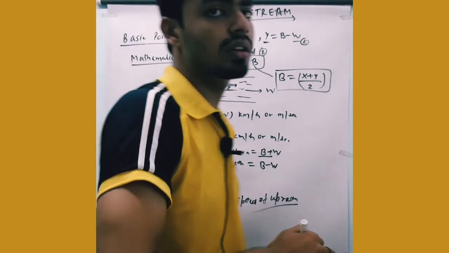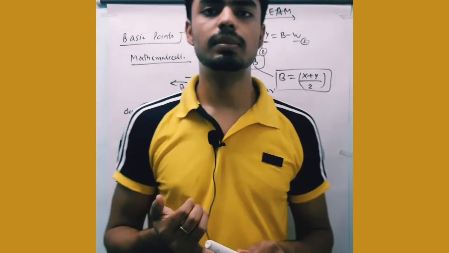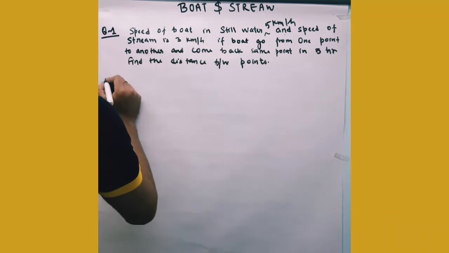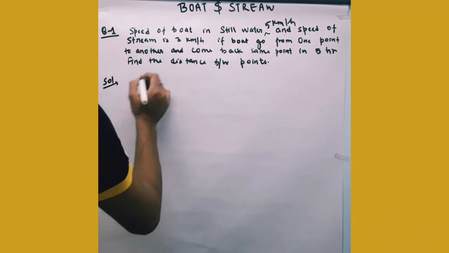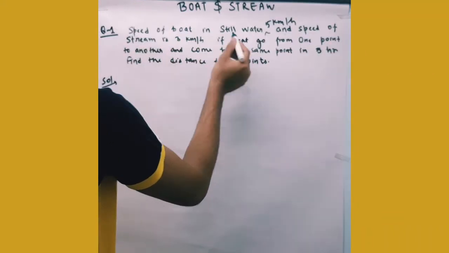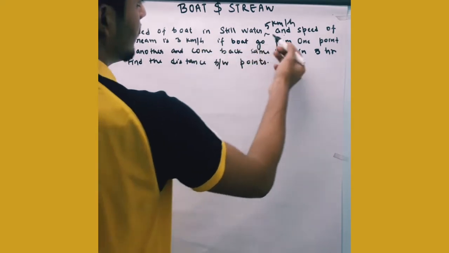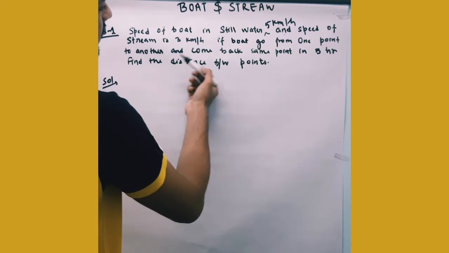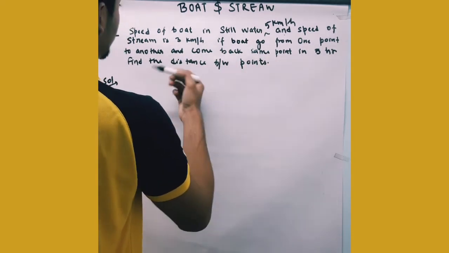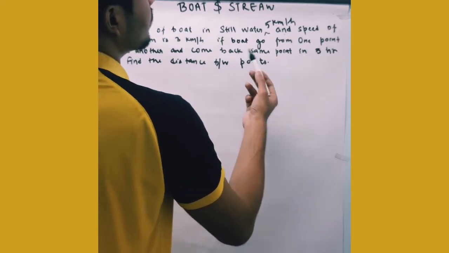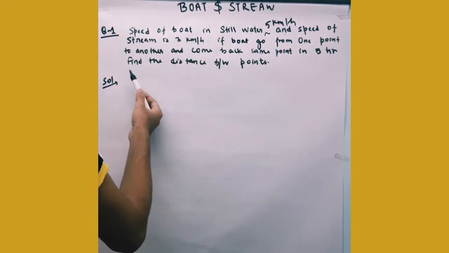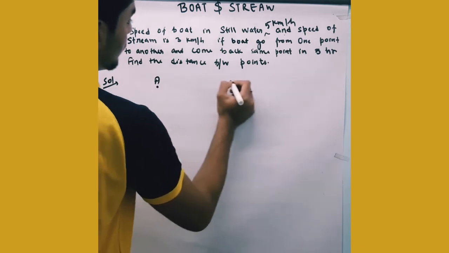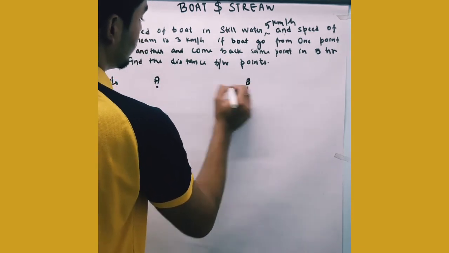Now we have got the basic points of this chapter, boat and stream. Now let's move to some questions. First type of question asked from this chapter: speed of boat in still water is 5 km per hour and the speed of stream is 3 km per hour. If the boat goes from one point to another and comes back to the same point in 5 hours, find the distance between the points. Let's take boat moves from point A to point B.